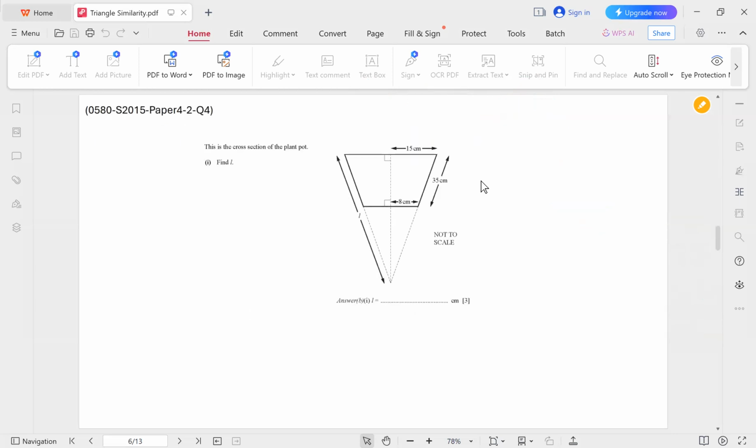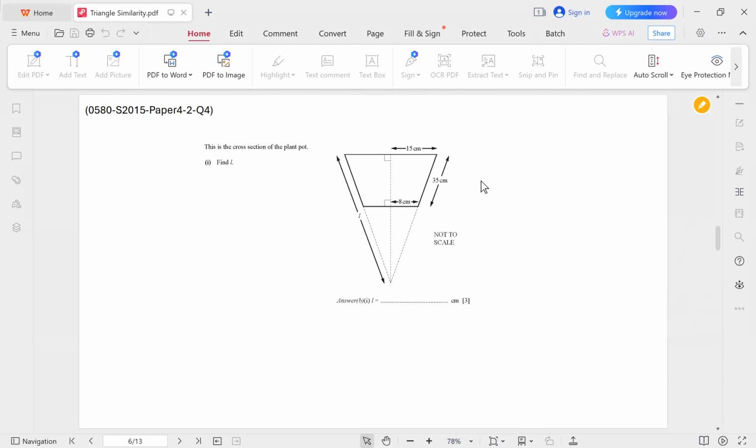This is the cross-section of the plant pot. Find L. So in this case, this is part of a question, not the whole question, but we are only interested in this part for similarity. And we are given a plant pot of some sort, a certain diagram, and we require to find L. So in this kind of diagram, we should know that the triangles are similar to each other.